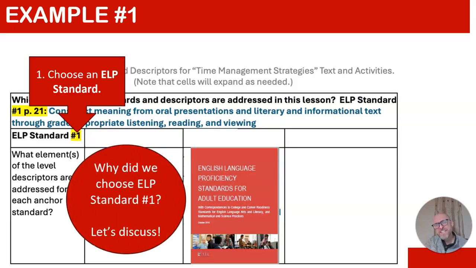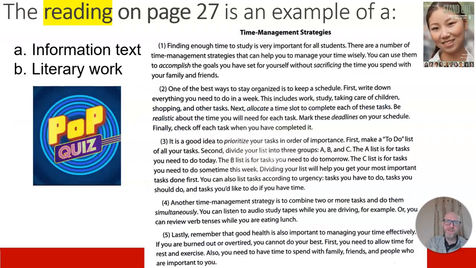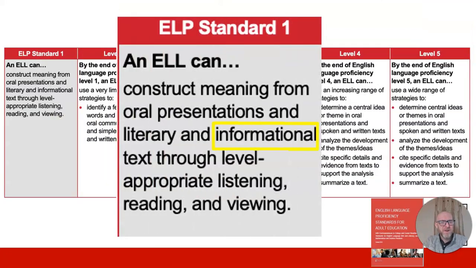And then we need to think about why, right? So let's discuss. If you recall from earlier in our course, we talked about the difference between informational text and literary work. Here is the full reading from Standout on time management strategies. What do you think this is an example of? You got it. It's an informational text. So we saw those keywords in our ELPS. Right over here in the yellow box, you'll see informational text. So that's one reason why we chose this. And then we backed it up with the actual lesson in Standout.